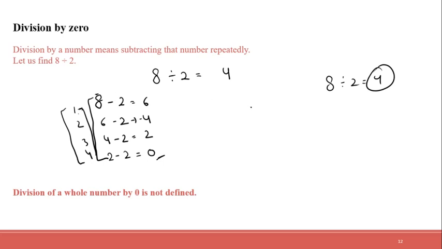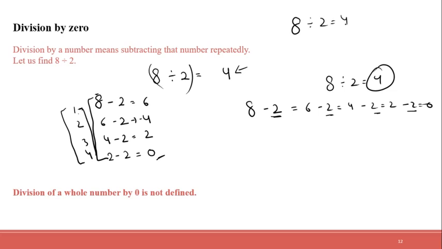Got it? If I subtract 2 once, then I'll get 6. Again minus 2, 4, again minus 2, 2, again minus 2, 0. That means I am subtracting it 4 times. This is what this solution says, 4 times. 8 divided by 2 is equal to 4.